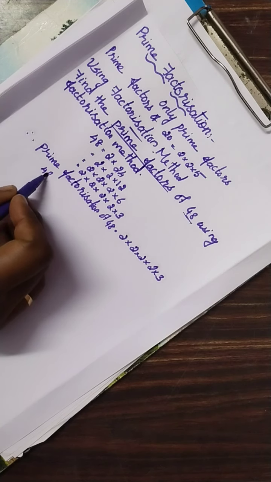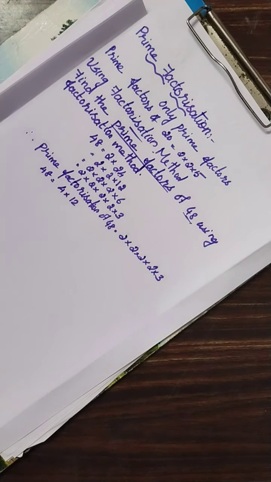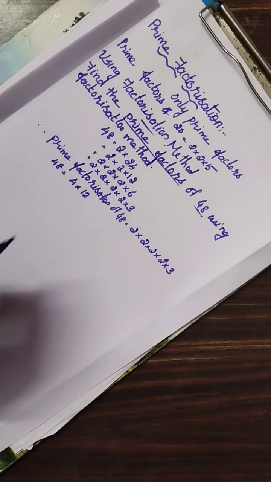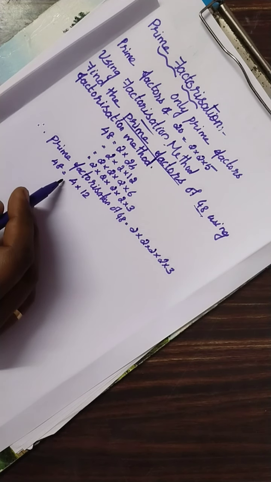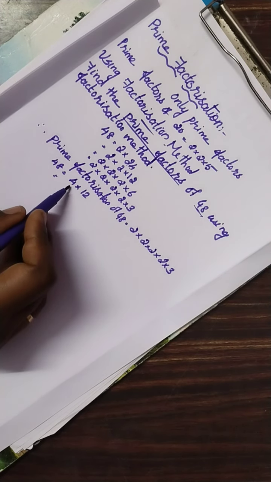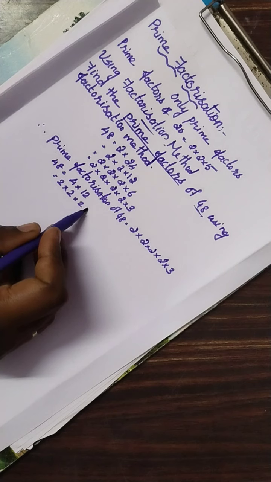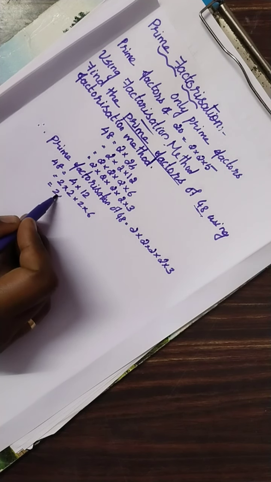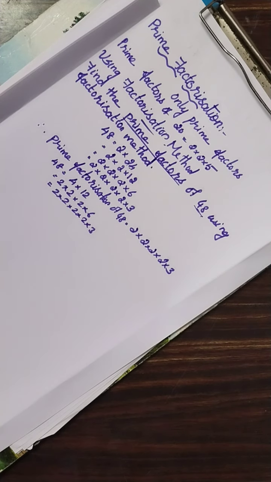Otherwise, we can also write 48 as 4 into 12. Here both numbers are not prime numbers, so we split both. 4 is 2 into 2, and 12 is 2 into 6. Then 6 is 2 into 3.